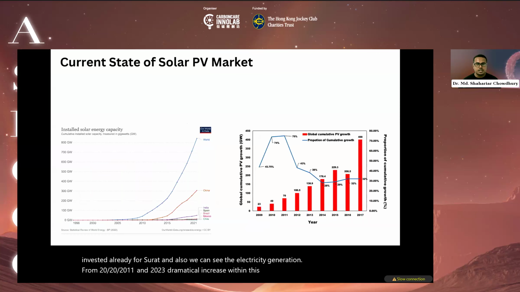Here is some backdated data. Why do I want to show this? We have already crossed our cumulative prediction. We predicted that we would install 400, but it's already over 800. That means it is increasing dramatically day by day. What we predicted, we fulfilled earlier. So that's why solar PV recycling is a big issue to be concerned about.